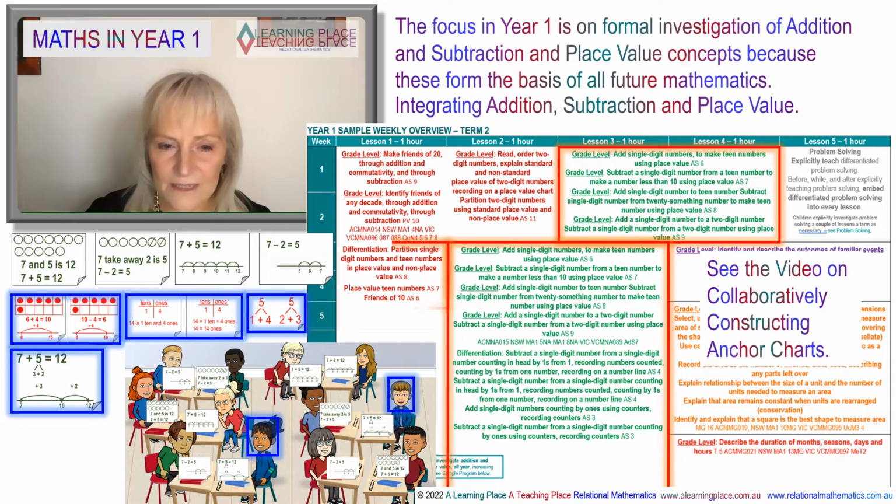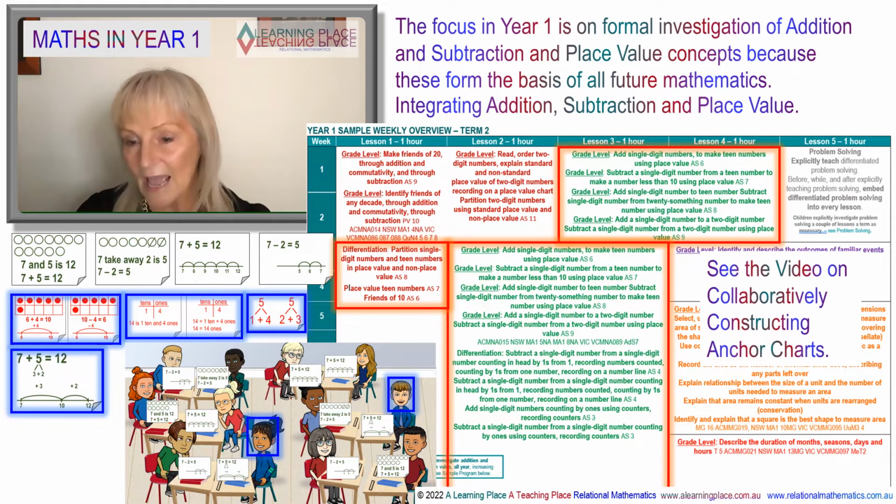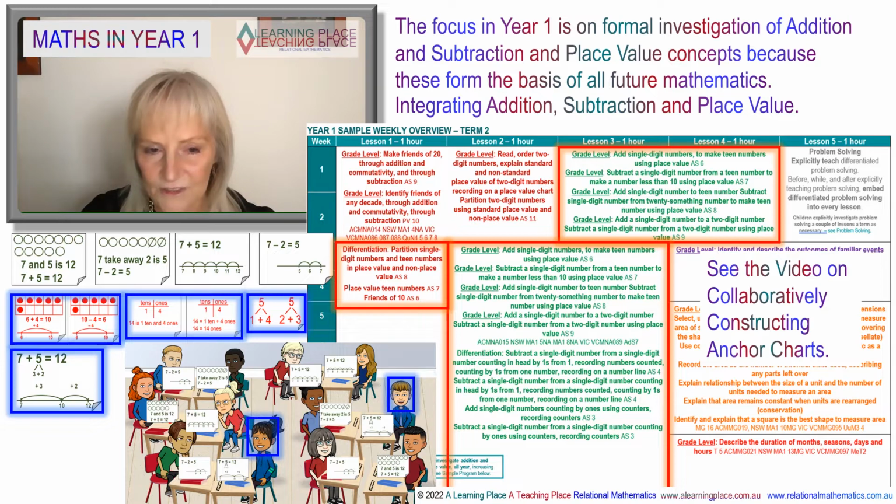So what they're doing is they're using friends of 10 to start with, then they're using partitioning, then they're using place value of teen numbers. Now you've already got anchor charts up on the wall from when the kids were investigating these throughout term 1. And of course we're still going to keep investigating them in separate lessons.